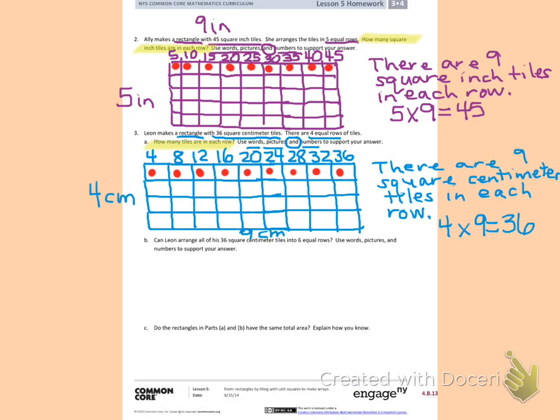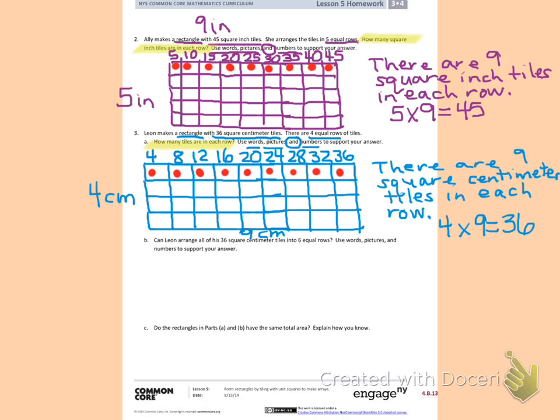All right, item B. Can Leon arrange all of his 36 centimeter tiles into 6 equal rows? Use words, pictures, and numbers to support your answer. They want me to use those same exact tiles, but make them into a different array.